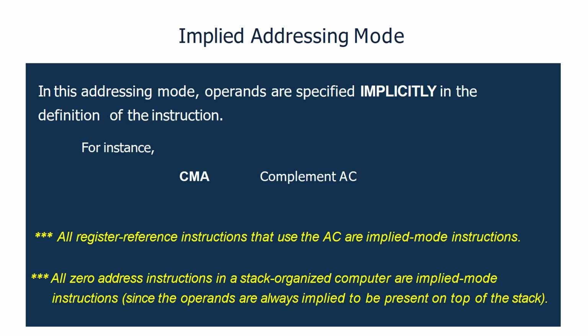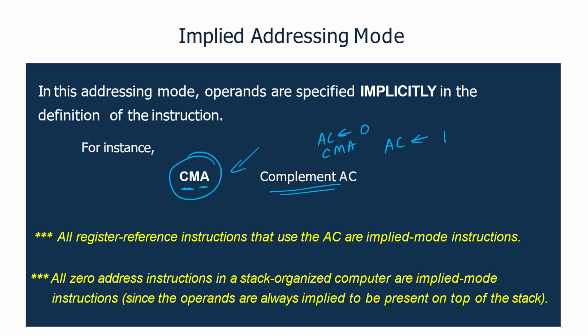Implied addressing mode. In this addressing mode, operands are specified implicitly in the definition. So CMA means that we want to complement the value of accumulator. So here we do not have to explicitly give the operand. It is understood that we have to complement the value of accumulator. Whatever the accumulator value will be, suppose accumulator value was 0, after CMA my accumulator value will become 1.